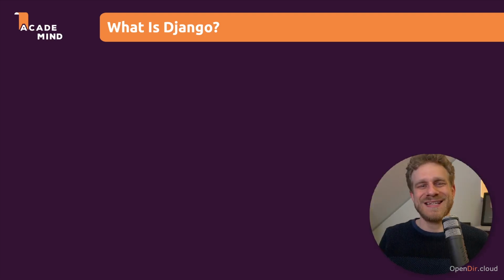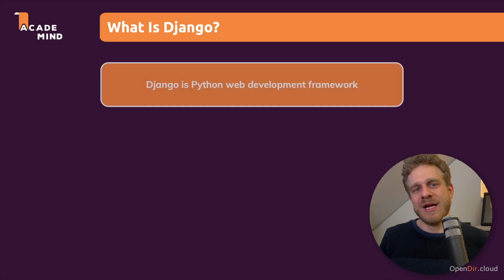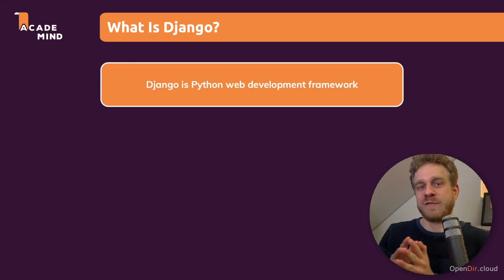So, what exactly is Django? Django is a web development framework for Python. So, it is for the Python language and it allows us to build websites, web projects with Python.